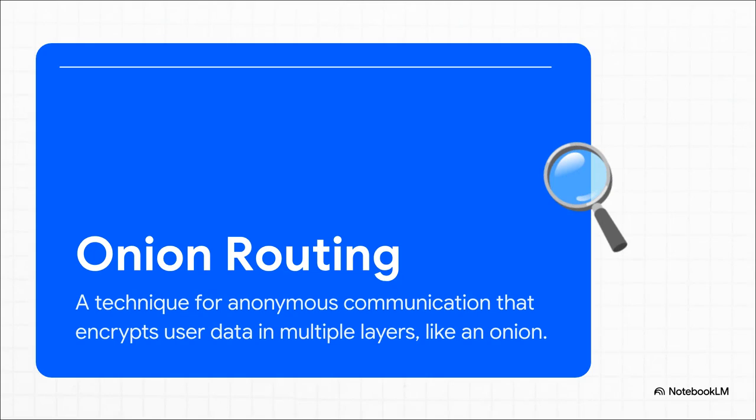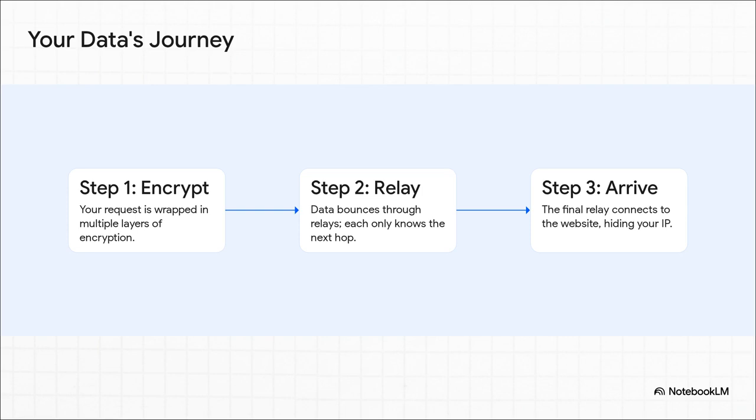The secret sauce here is a technique called onion routing. And it's exactly like the vegetable. The core idea is actually pretty simple. Think of your data, like your request to visit a website, as a tiny message. Onion routing takes that message and wraps it in layer after layer after layer of encryption. So let's follow your data on its journey. First, your browser wraps your request in all those encryption layers. Then, that little data packet is sent out into the Tor network. It gets bounced between at least 3 random computers, which we call relays.